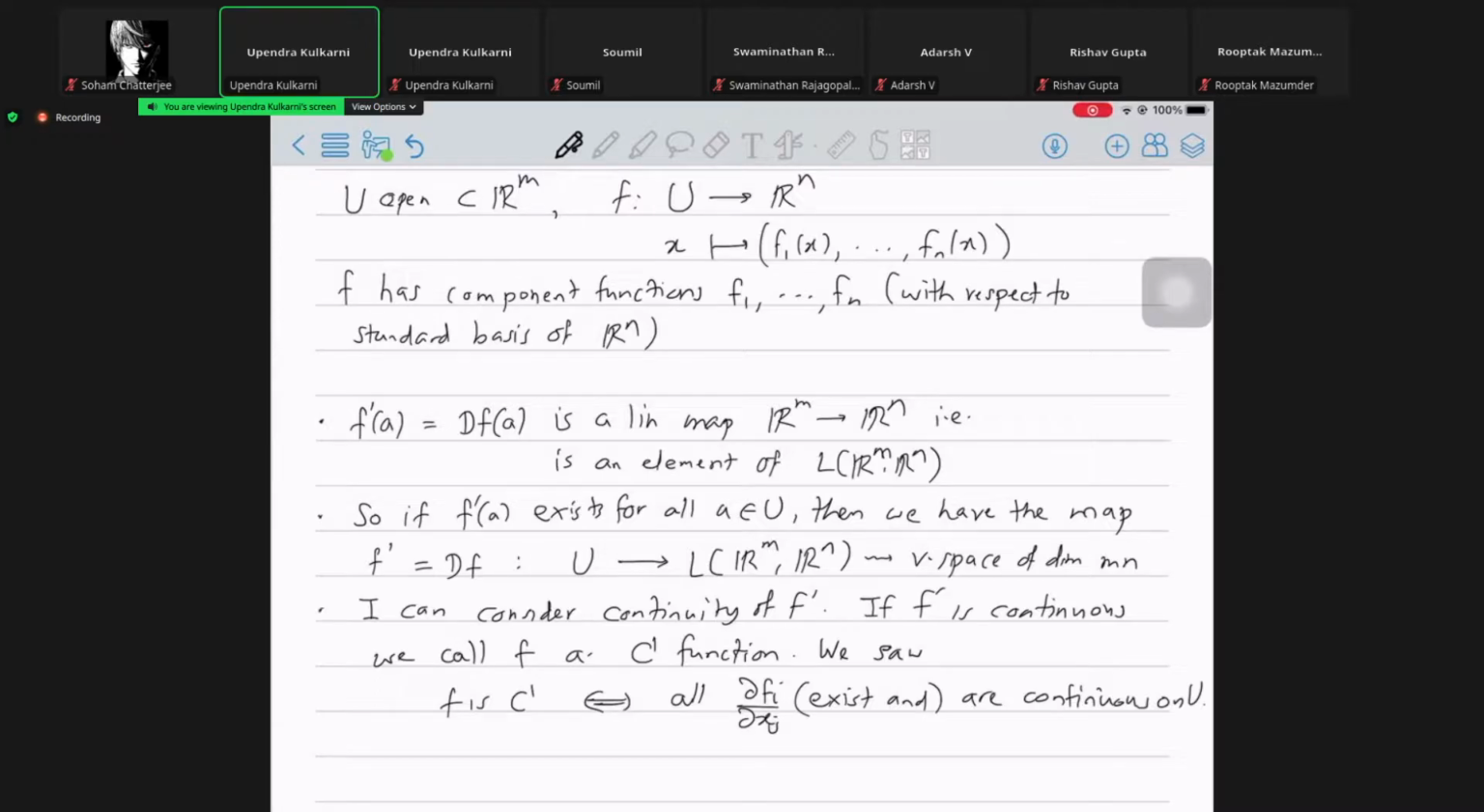So I can consider continuity, but here is the thing. I can also consider differentiability because it is a function. Again, it is a function from an open subset of the Euclidean space to a vector space.